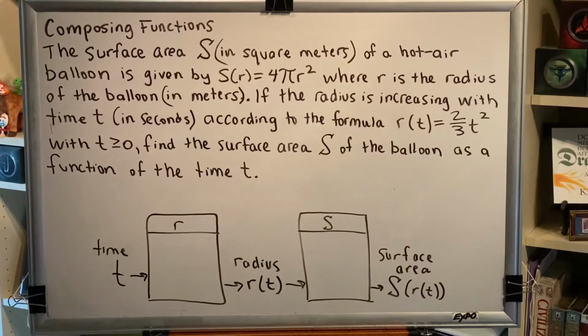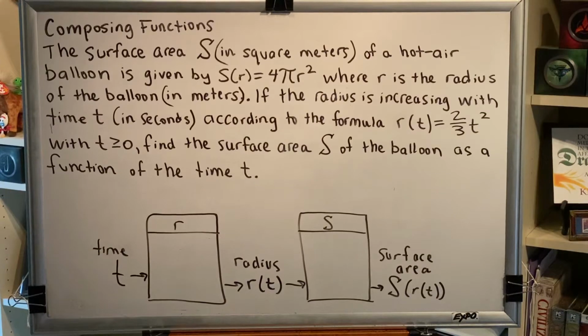The surface area S in square meters of a hot air balloon is given by S of r equals 4 pi r squared, where r is the radius of the balloon in meters. If the radius is increasing with time t in seconds, according to the formula r of t equals 2/3 t squared, with t greater than or equal to 0, find the surface area S of the balloon as a function of the time t.